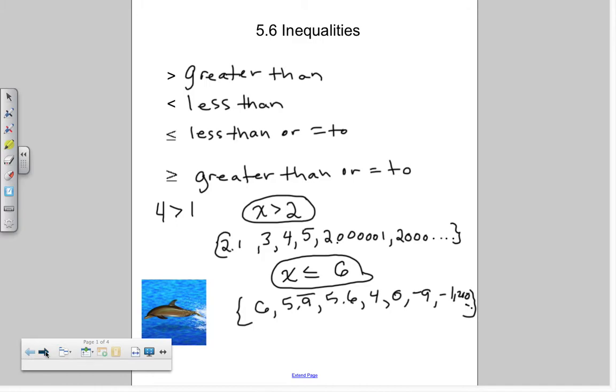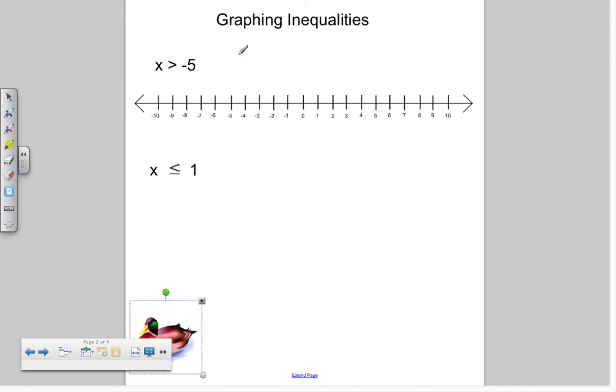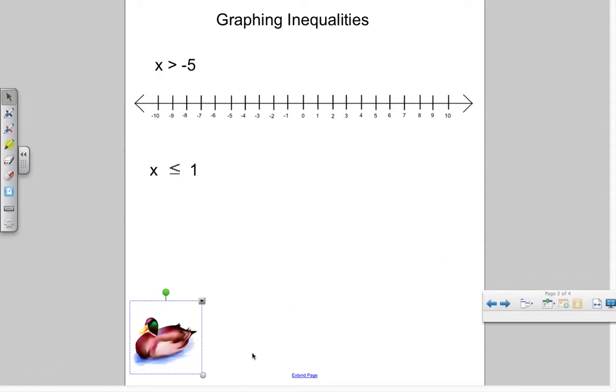Okay, so moving on. If I want to graph it, x is greater than -5. I want to show you in a picture all of the answers for x is greater than -5. By the way, do you like my duck at the bottom? I wish he didn't have a halo around him, a green halo, but he did. There we go. Okay, so there's my duck, and he's showing you how we're going to graph it.